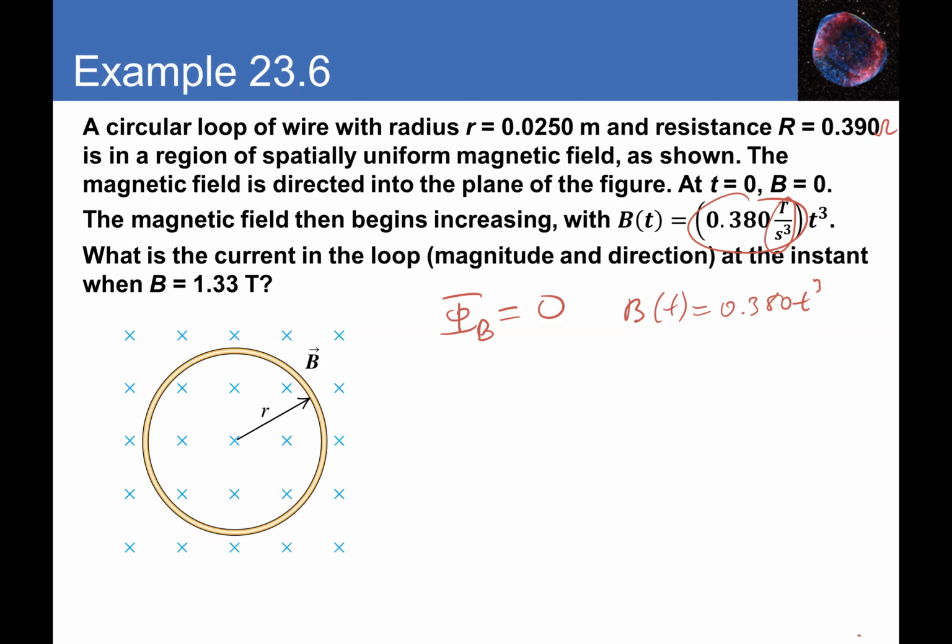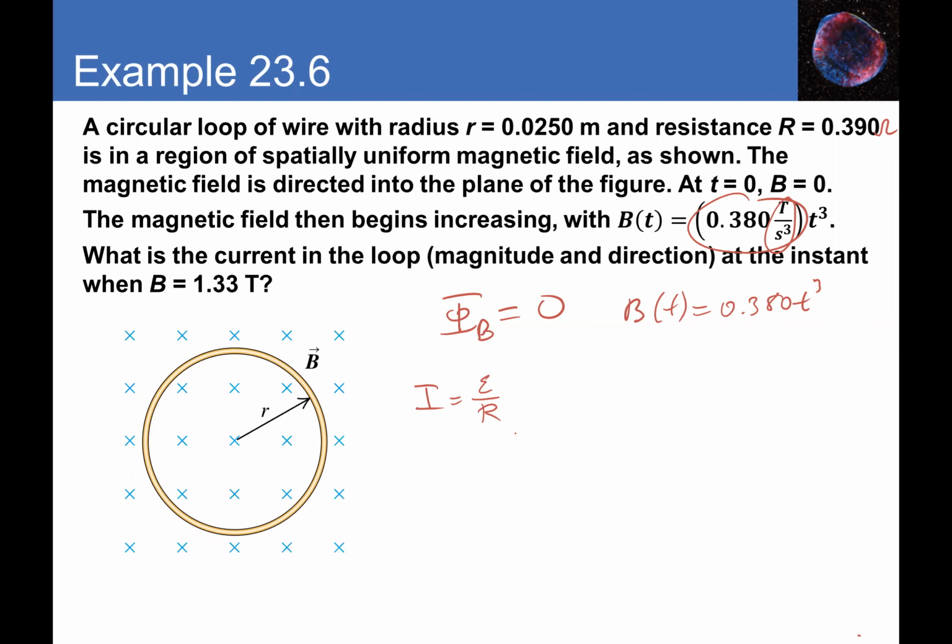Now, the question here is this: what is the current in the loop at the instant when the magnetic field is 1.33 Tesla? Let's say I can find what the current is at that instant. But in order for me to find the current, I need the EMF and the resistance. And I don't know what the EMF is at that instant, because my EMF has to be calculated from that change in flux.